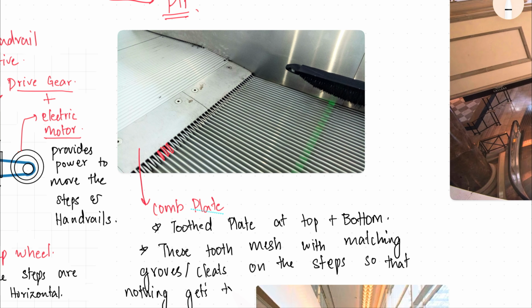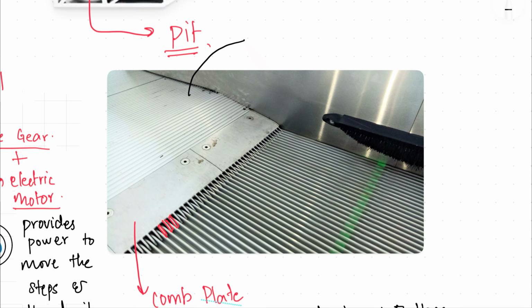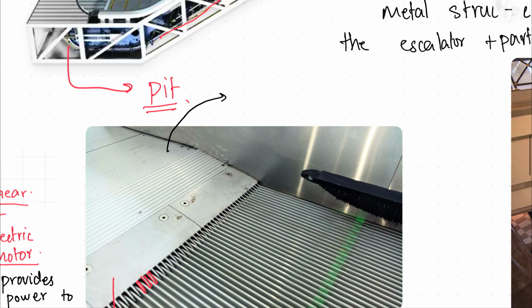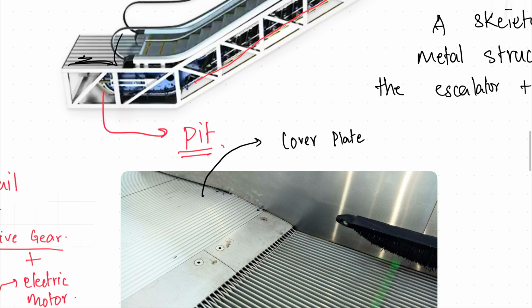Okay, and this plate that is present just next to your comb plate is called your cover plate. Your cover plate basically covers all the machinery beneath it. So this part is your cover plate, and your cover plate covers the machinery below.